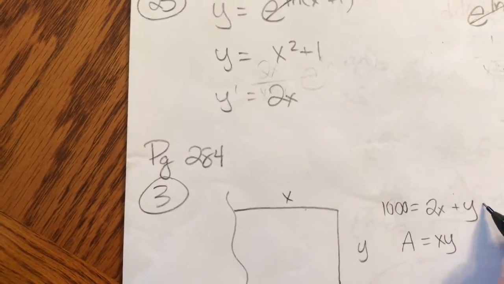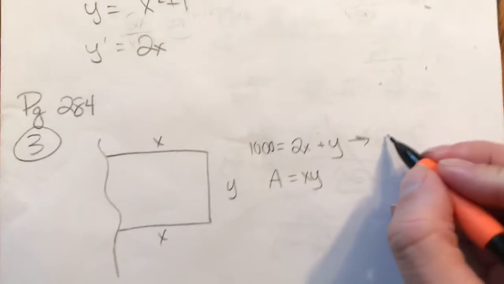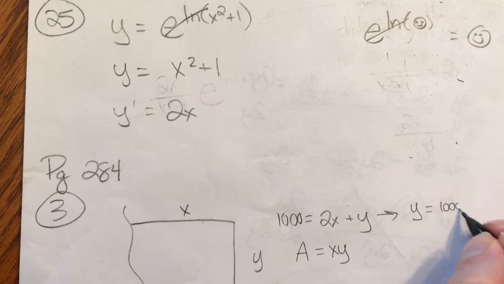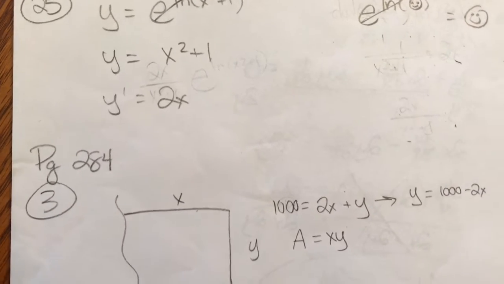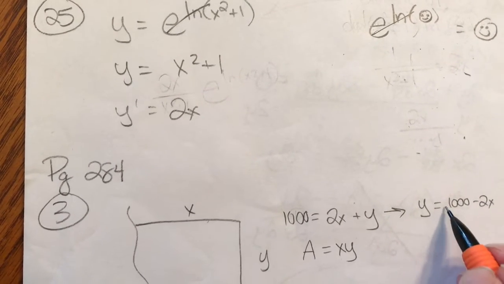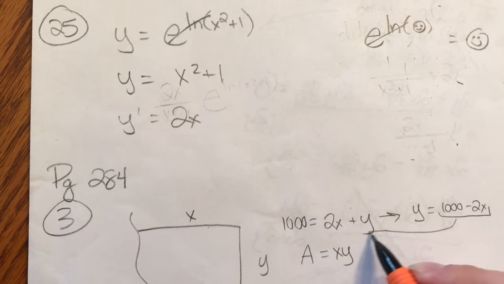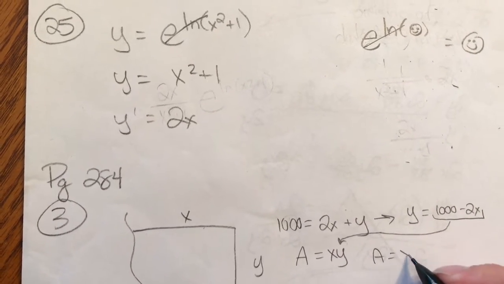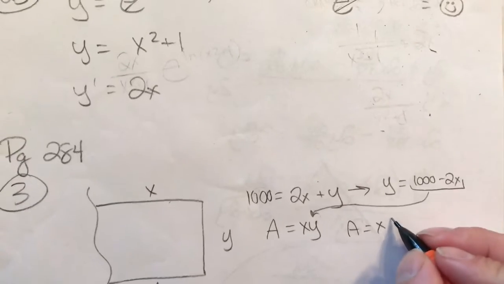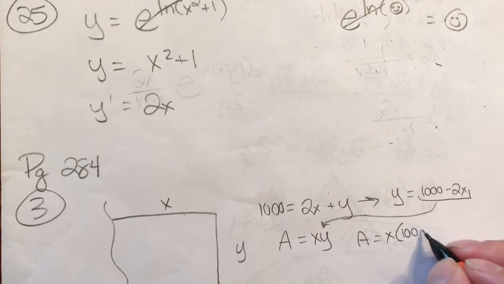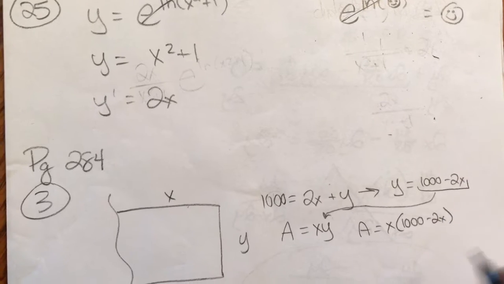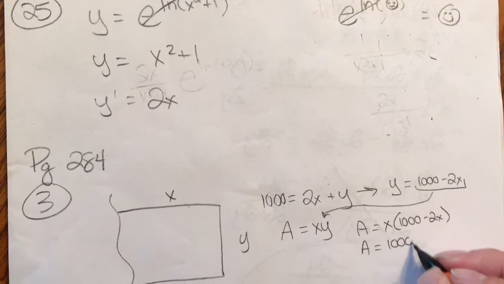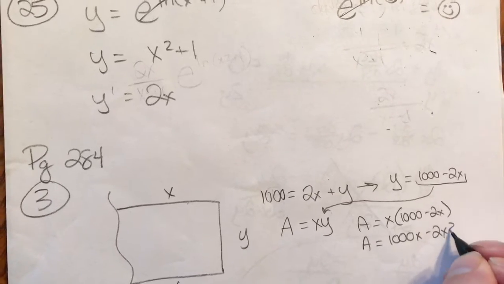If I solve everything for y, which seems to be the easiest to do, I get y equals 1,000 minus 2x. So knowing that, and knowing that my area is what I have to maximize, I can say that A equals x times (1,000 minus 2x), or A equals 1,000x minus 2x squared.